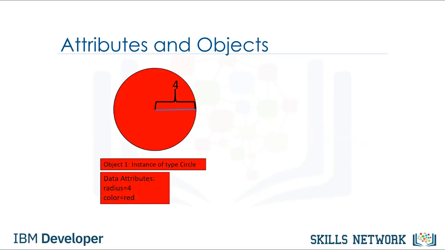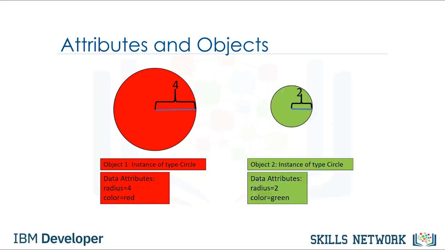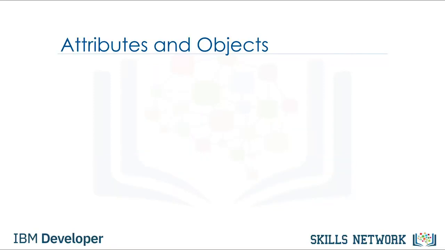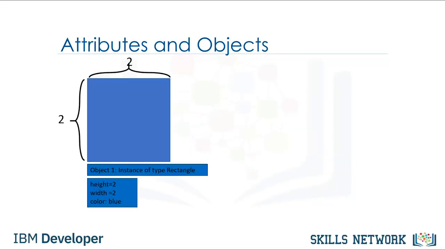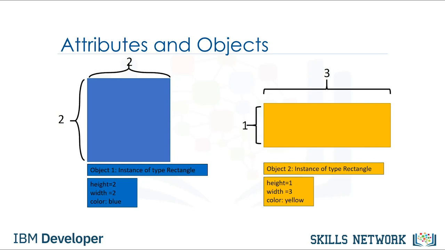We can create an object that is an instance of type circle. The color data attribute is red, and the data attribute radius is 4. We can also create a second object that is an instance of type circle. In this case, the color data attribute is green, and the data attribute radius is 2. We can also create an object that is an instance of type rectangle. The color data attribute is blue, and the data attribute of height and width is 2. The second object is also an instance of type rectangle. In this case, the color data attribute is yellow, and the height is 1, and the width is 3.